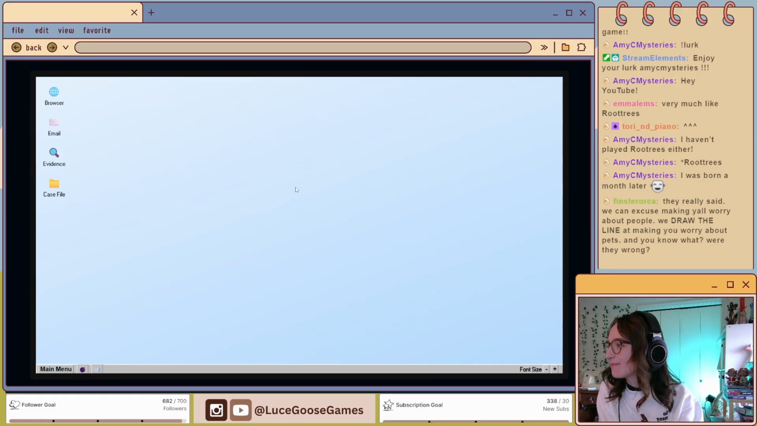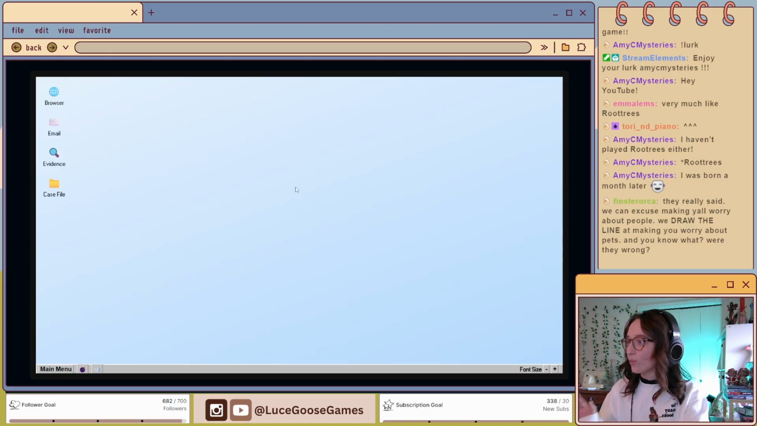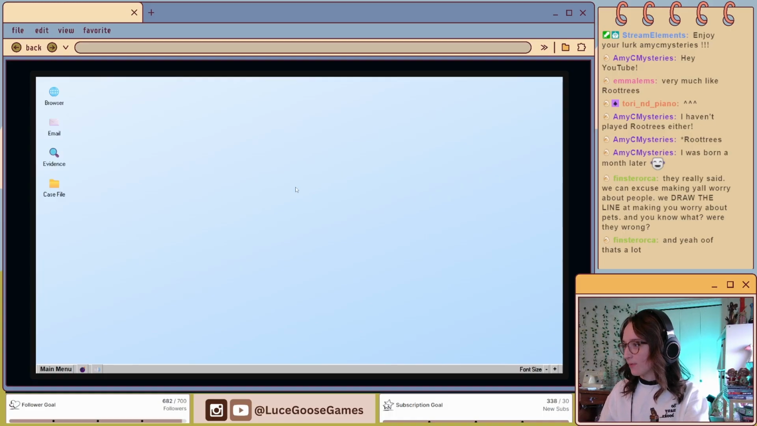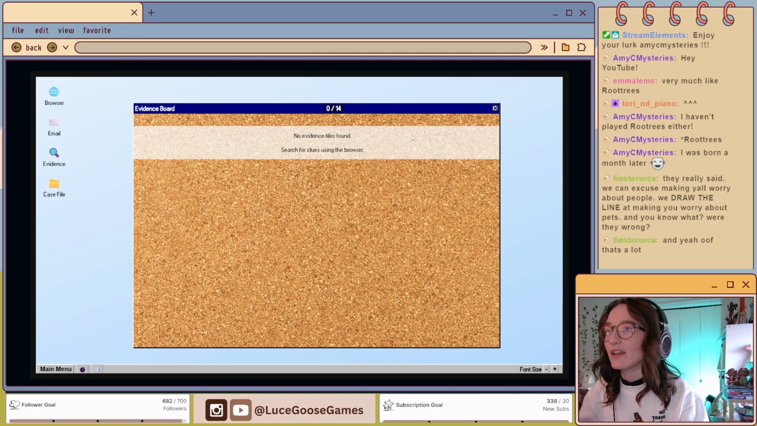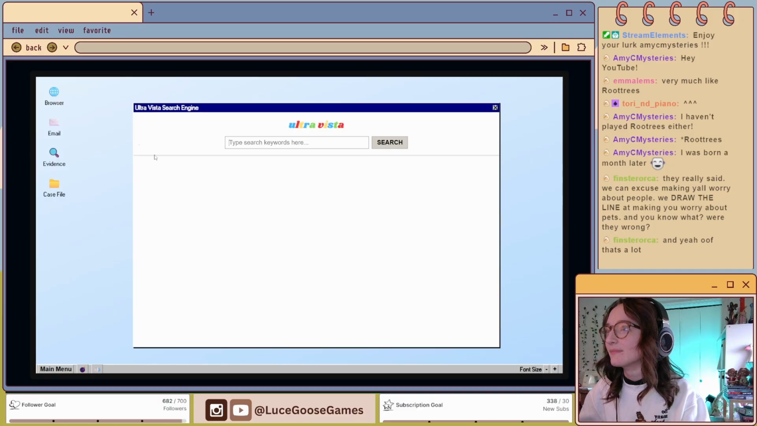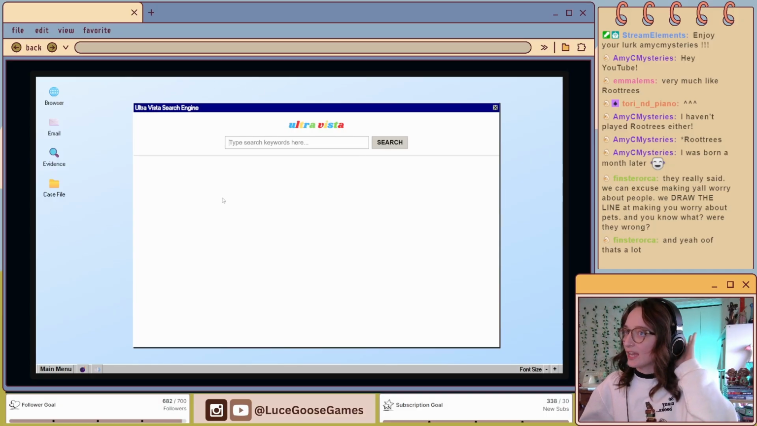They really said, excuse me. Why can I not read? "We can excuse making y'all worry about people, and we draw the line at making you worry about pets." And you know what? Were they wrong? Yeah, that's a lot. Okay, so we don't have any evidence yet. I like that this looks like a corkboard. That's really cute.